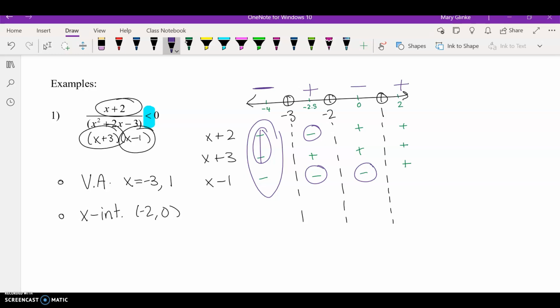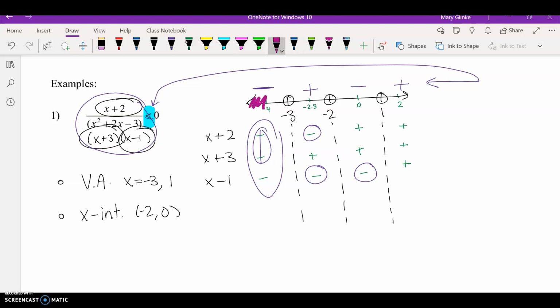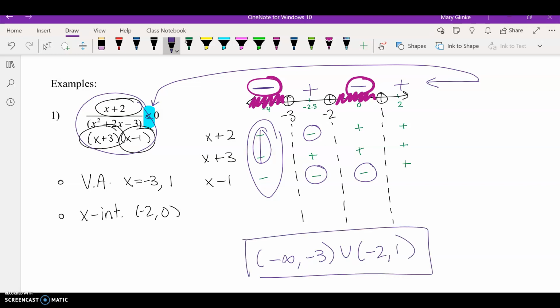So what we're going to do is look at these signs up here in conjunction with our inequality. We want our function to be less than 0. So the types of numbers that are less than 0 are going to be the negative numbers. So we're going to highlight anything that has that negative number. That's going to be our solution then, -infinity to -3, and then -2 to +1. This would be our final answer. And if you look at your graph, this is where it's below the x-axis, so it should line up.